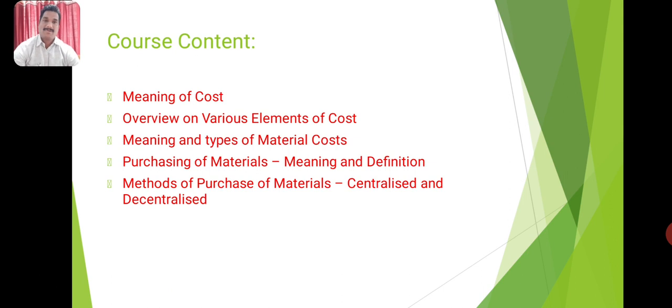So first of all, we could have an understanding about the meaning of cost. Then there is an overview on various elements of cost. Then the meaning and types of material cost. Then purchasing of material, that is both the meaning and definition, and also the methods of purchase of materials that can be undertaken by an organization, including centralized purchasing and decentralized purchasing.